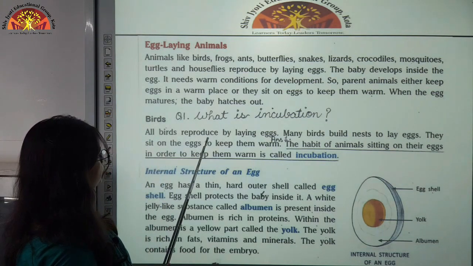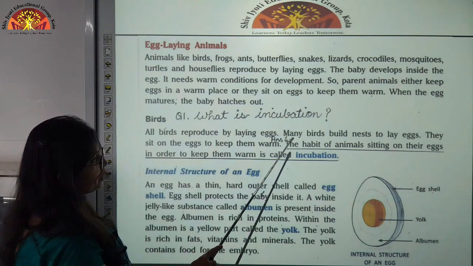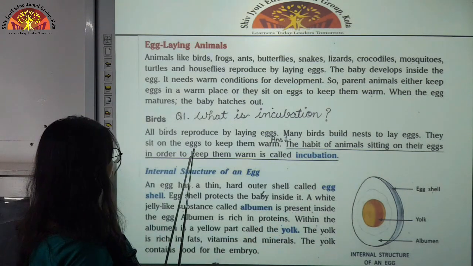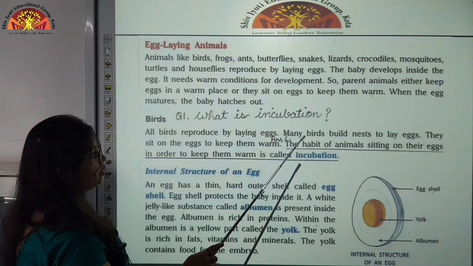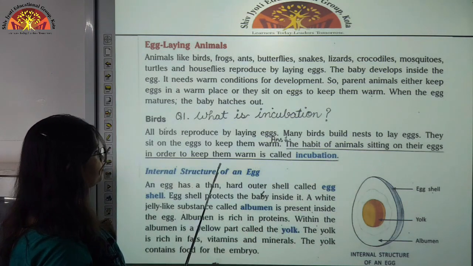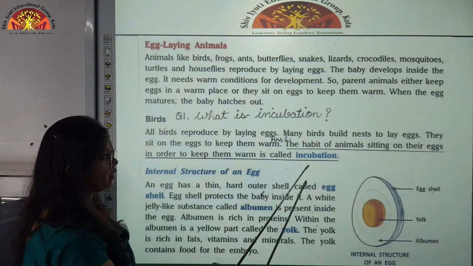All birds reproduce by laying eggs. Many birds build nests to lay eggs. They sit on the eggs to keep them warm. The habit of animals sitting on their eggs in order to keep them warm is called incubation.